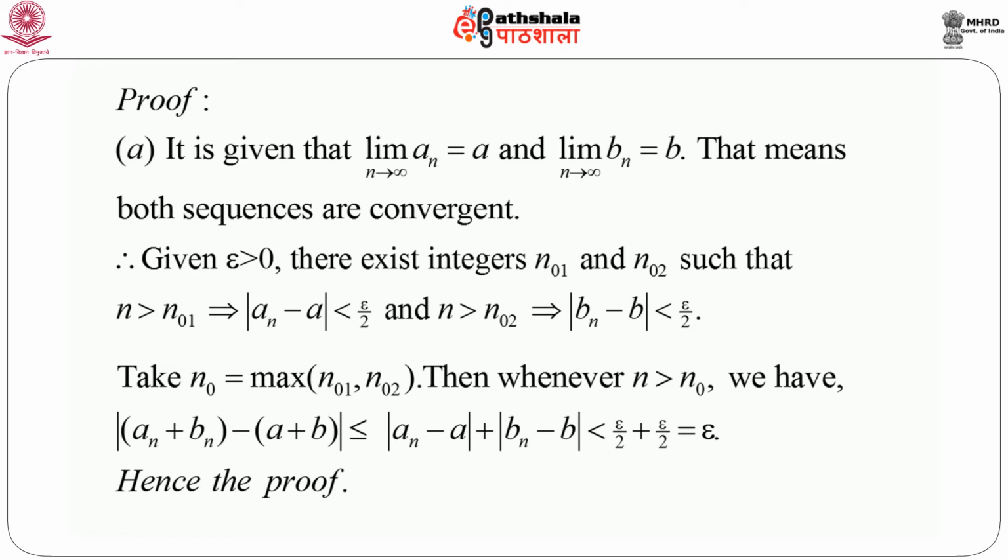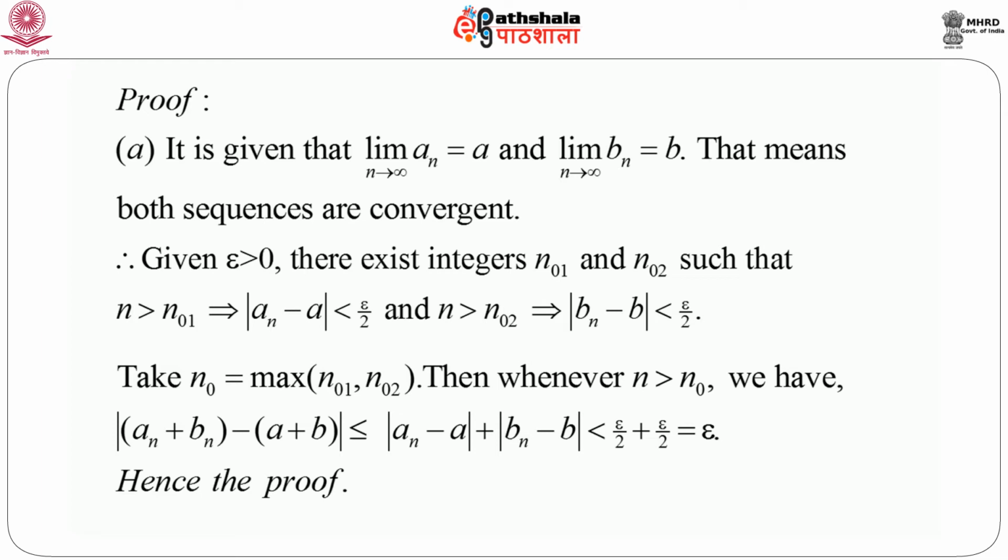So naturally we can write modulus of an plus bn minus a plus b, that should be less than or equal to, by simple laws of algebra, modulus of an minus a plus modulus of bn minus b, which is less than epsilon by 2 plus epsilon by 2, because each of these terms is less than epsilon by 2. So the sum equals epsilon. Ultimately we have that the absolute difference between an plus bn and a plus b is less than epsilon. And remember, epsilon is a fixed positive quantity, but it should be very small. Since epsilon is arbitrary, we have the proof immediately.